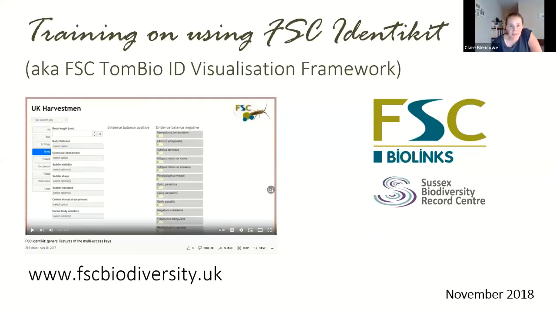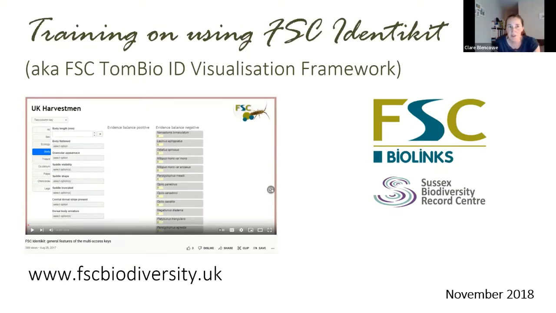Right, and around the same time, the Record Centre worked with the Field Studies Council to put on some training on using the FSC Identikit. And people might have seen multi-access keys that look a bit like this online. There's various popular ones for things like grasses and all different kinds of biodiversity. And I spent a day sitting in a classroom finding out how this works. And with the two things going on at the same time, it was a bit of a light bulb moment.